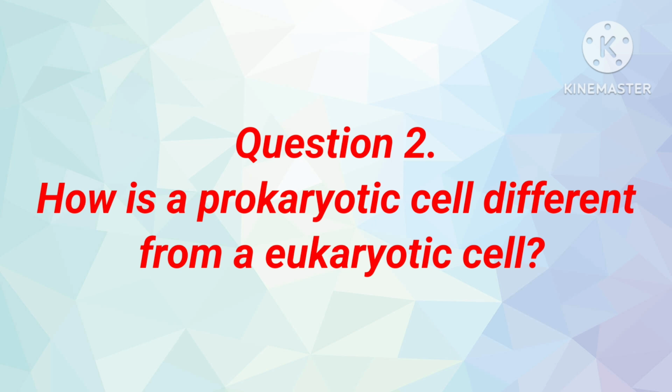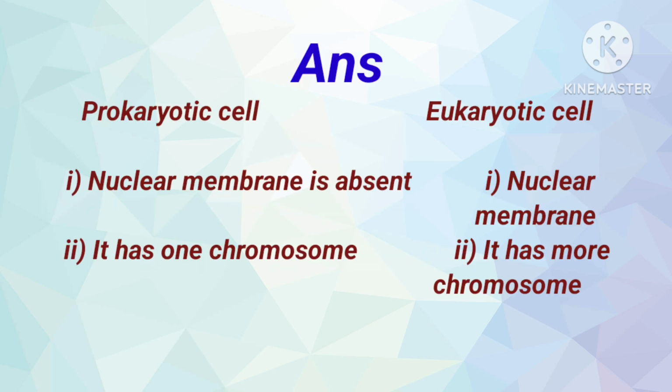Second question. How is a prokaryotic cell different from a eukaryotic cell? Before going to differentiate, you should know what a prokaryotic cell means, as well as what the eukaryotic cell is. The nuclear membrane is absent in the prokaryotic cell and present in the eukaryotic cell.